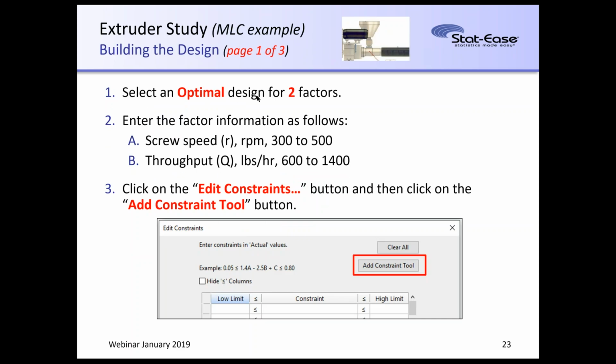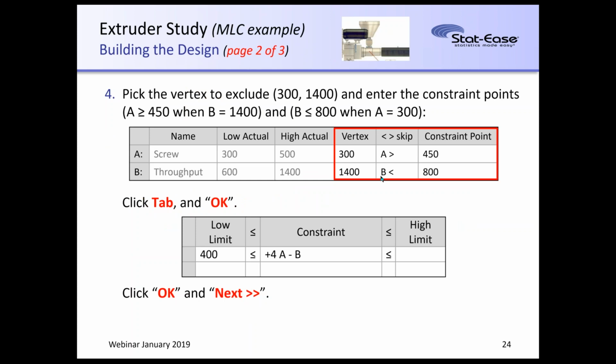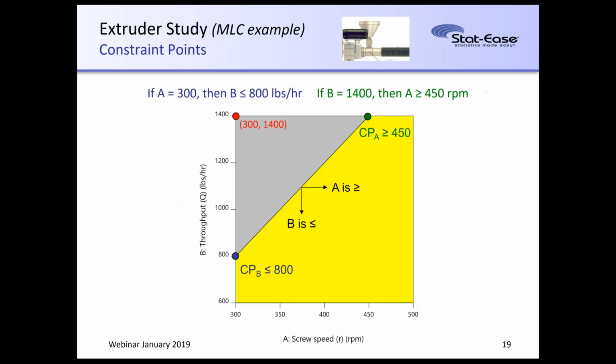Okay, so we select an optimal design for 2 factors, and we input the levels. We then click on the Edit Constraint button. Okay, this time the vertex we want to eliminate was the 300, 1400, and we have 450 and 800 as our constraint points.